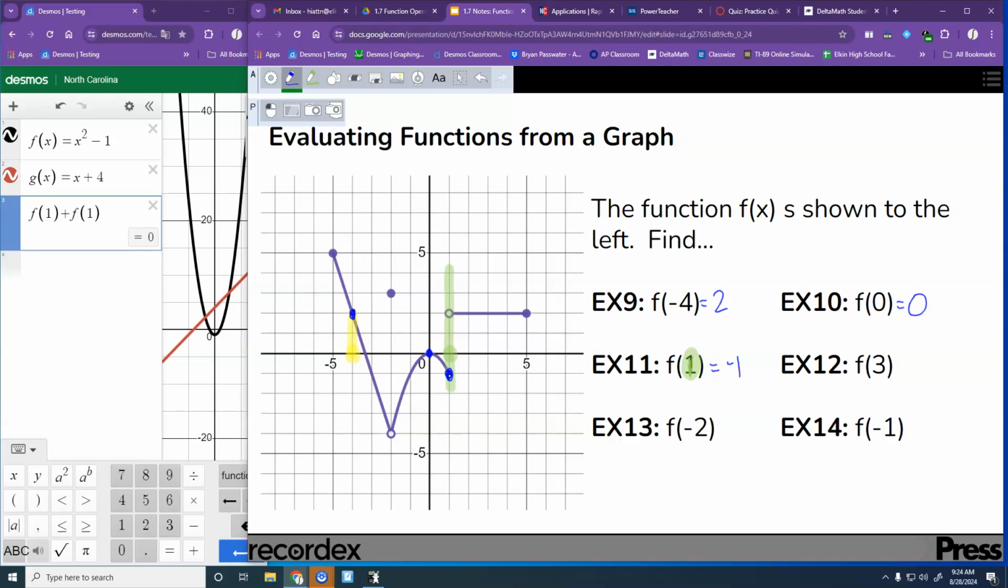Okay. Victor, what about f of 3? It is 2. Very good. You're looking right here at 3. You're going to go up to this point right here. And the y-coordinate there is 2. Perfect. Okay. Let's see. Riley, what about f of -2?